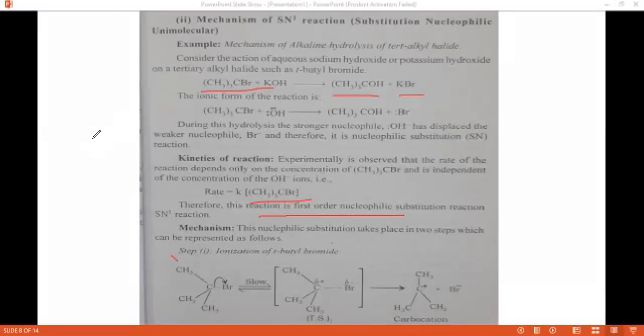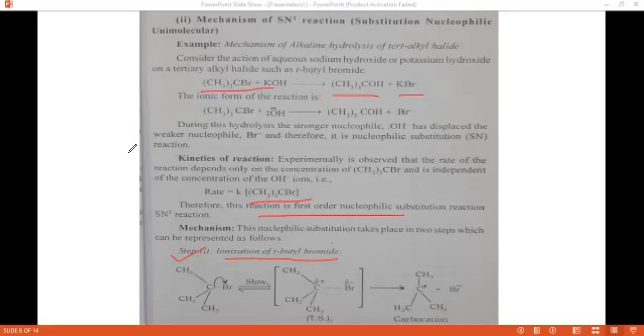In step one, the ionization of the tertiary butyl bromide, and in the second step, the attack of the nucleophile on the carbocation. Let's see step number one, the ionization of tertiary butyl bromide.